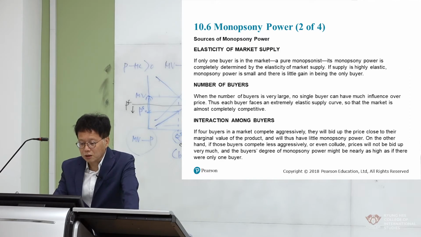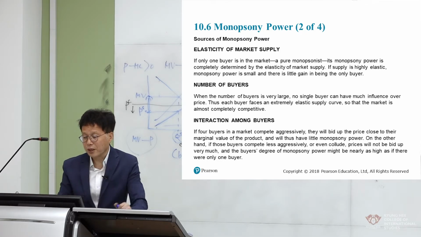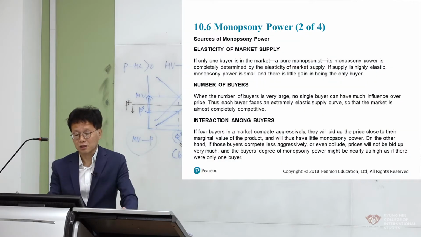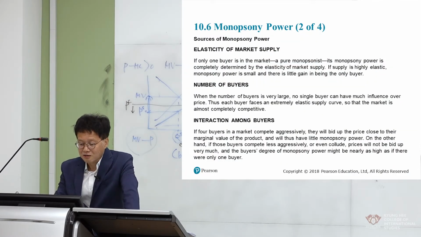Sources of monopsonic power. Number one, elasticity of market supply. If only one buyer is in the market, it is a pure monopsony case. In this case, its monopsonic power is completely determined by the elasticity of market supply. Okay? If supply is highly elastic, monopsonic power is small, and there is little gain in being the only buyer. But if the supply curve is inelastic, then the monopsonist has a large amount of monopsonic power.